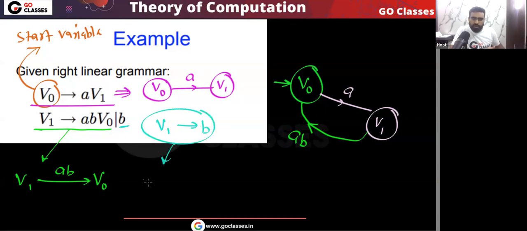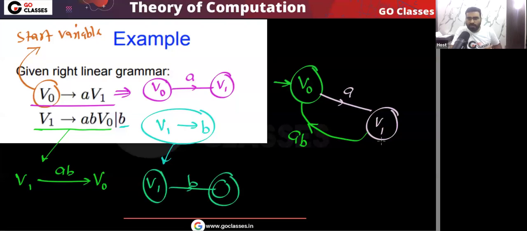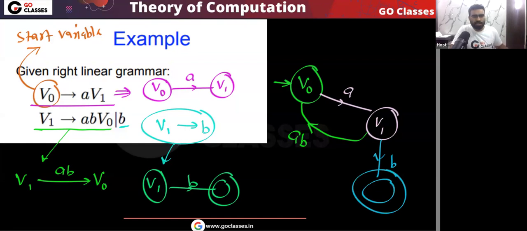I told you that you will create a final state here. So from V1 on b, we will go to a final state. Remember, it will be like this: V1 on b, we go to a final state. Understood? Please let me know. So this is how you can create the NFA. Finally, this is the NFA you will get.